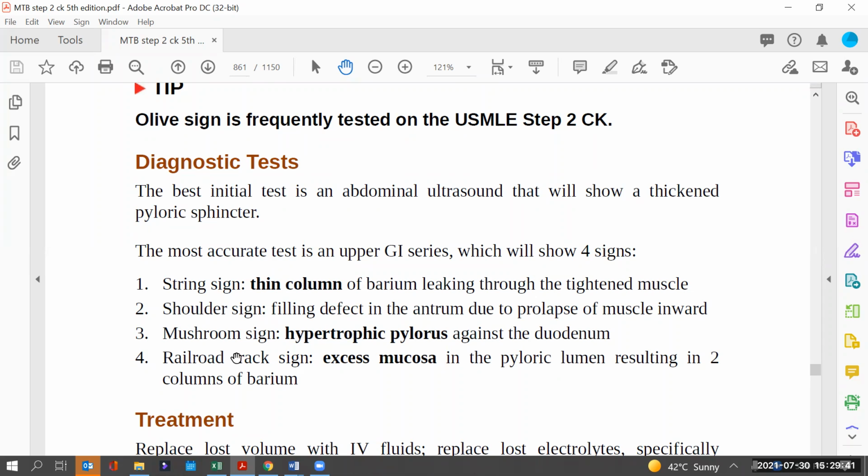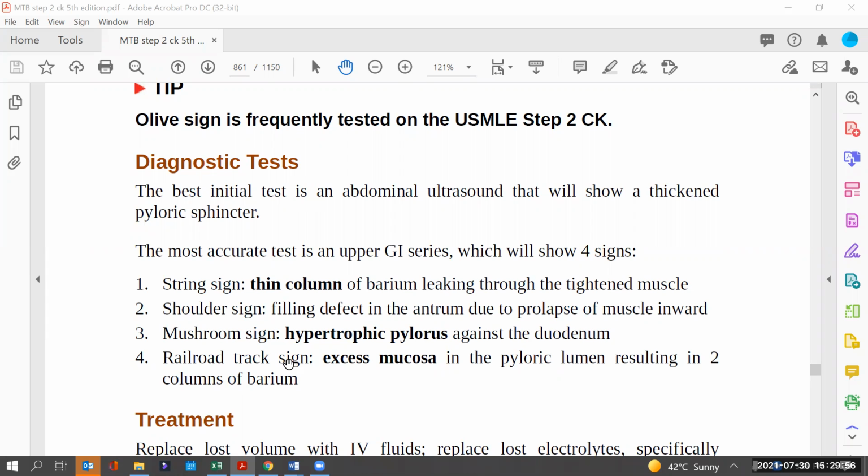Then we have this mushroom sign. Mushroom sign is hypertrophic. Am I audible? Guys, can you hear me? Yes, yes, yes. Okay, because no one is responding and some of them are leaving. I thought I'm not audible.